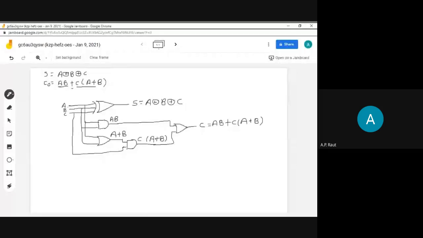Okay, understand? Yes, ma'am. Any doubt? No, ma'am. All students understand the logic circuit diagram for the full adder? Yes, ma'am. Okay, write down this diagram.